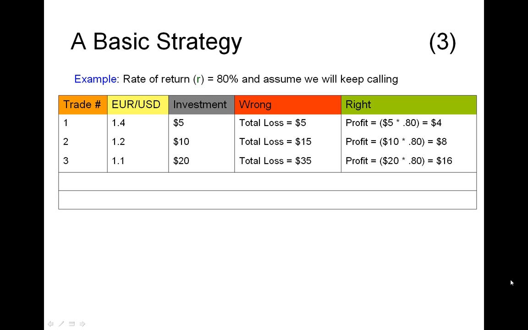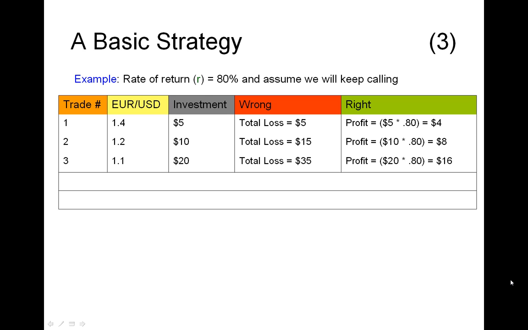Now if we're right, our profit is 20 times 80%, which is $16. And again, $16 is greater than our total loss at this point of time, $15. Therefore, we still make a profit of $1. But if we're wrong on this third trade, we end up losing 20 plus 10 plus $5. That's a total of $35. That's how much we need to offset if we're going to make money in the future.